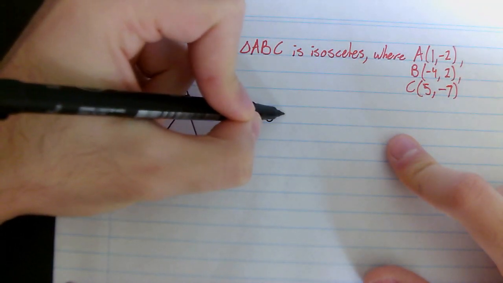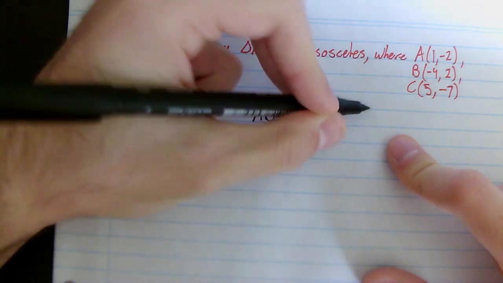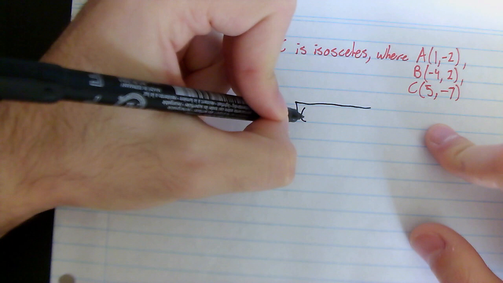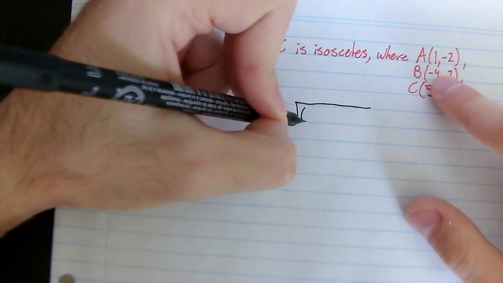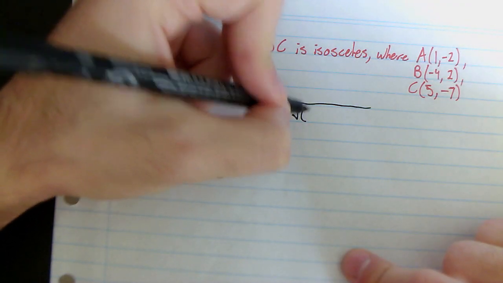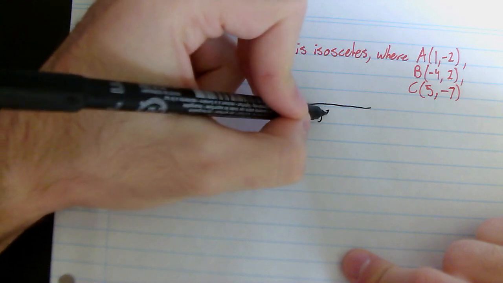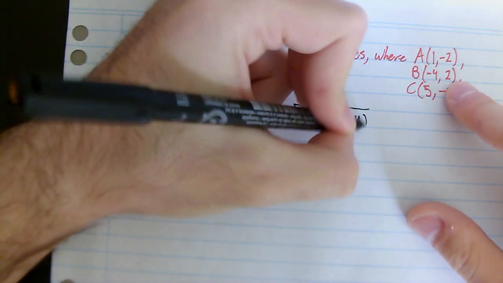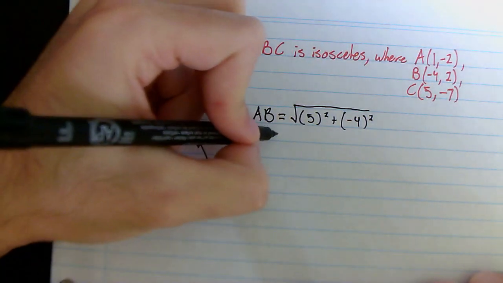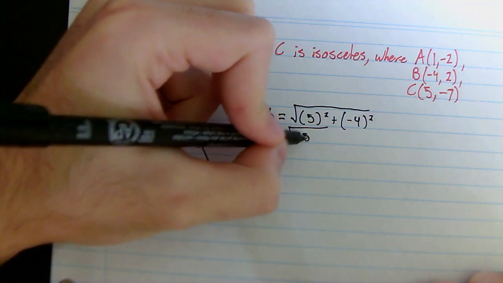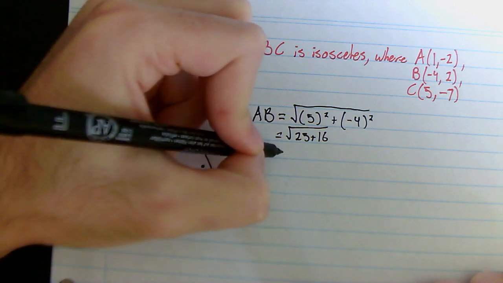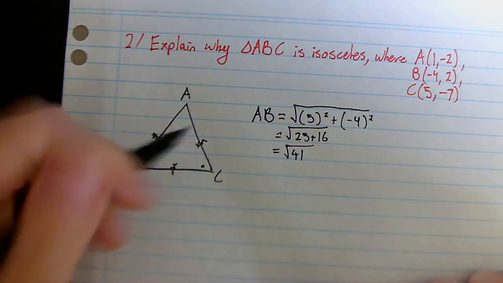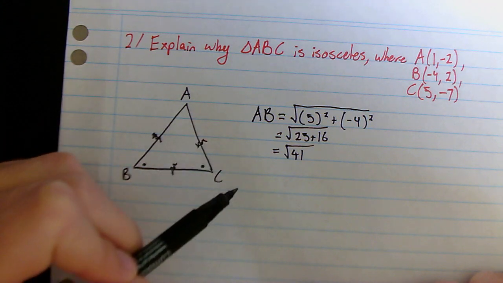The length of AB is equal to the square root. Now I'm considering these 2 points here. So it's going to be x2 minus x1, which is 1 minus minus 4, which is 5 squared, plus negative 2 minus 2, which is negative 4 squared. That's equal to the square root of 25 plus 16, which is the square root of 41. So we have the distance AB is equal to the square root of 41.